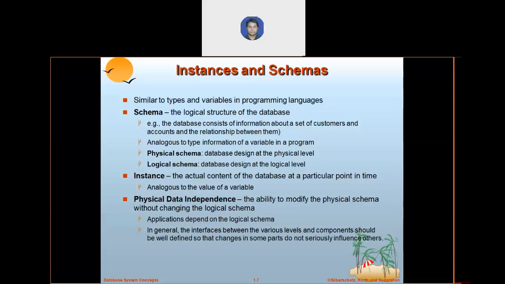Is it clear to all of you? What is schema and what is instance?